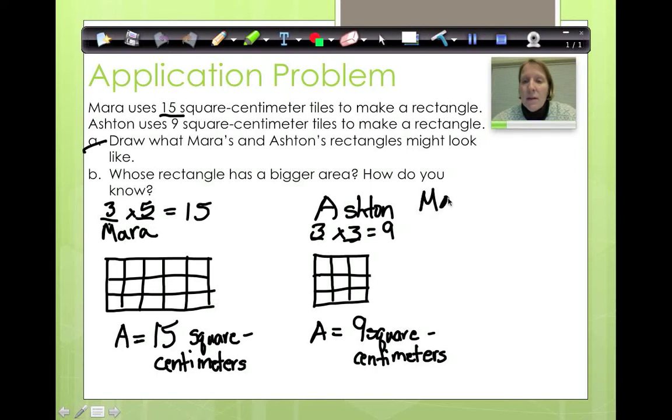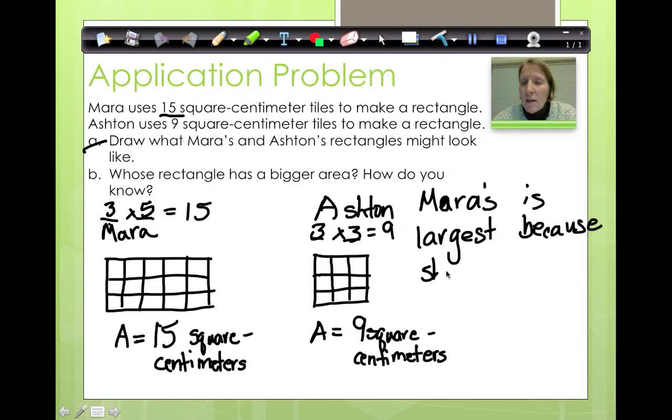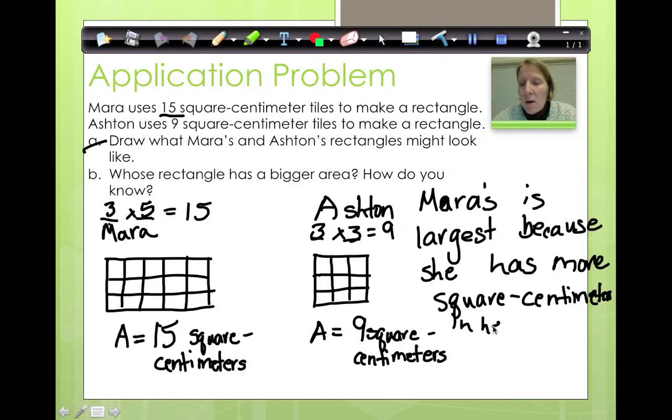Mara's is largest because she has, let me catch up here, she has more square centimeters, doesn't she? Centimeters in her rectangle.